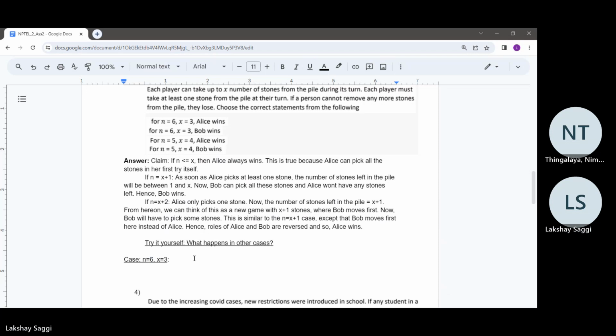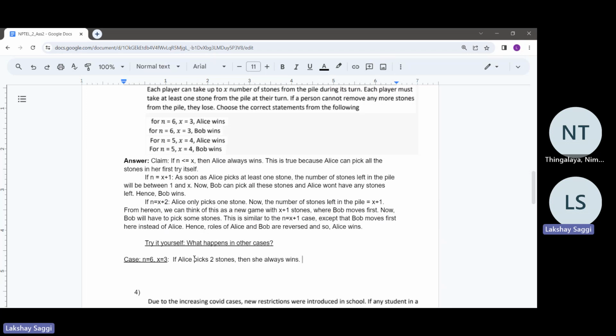So yeah, if Alice picks 2 stones, then she always wins. Yeah.